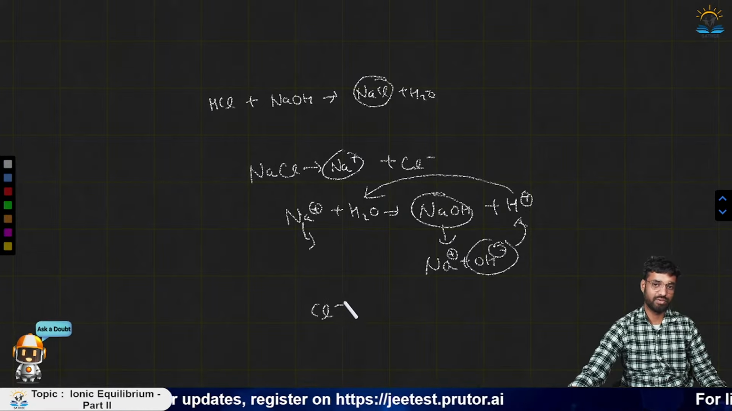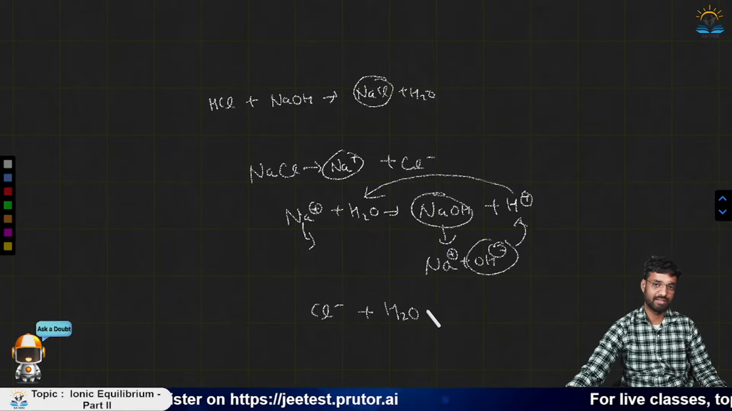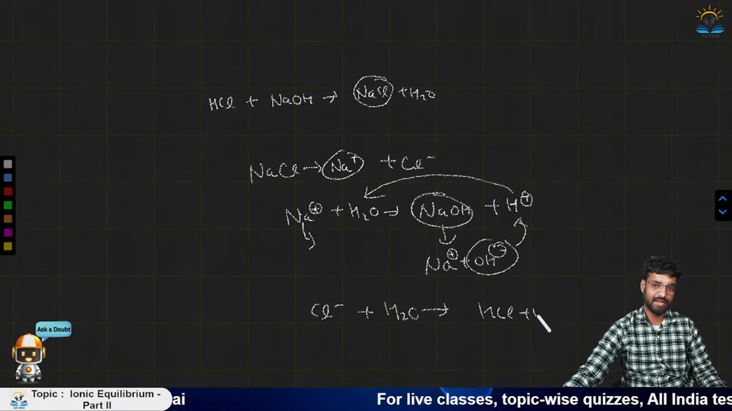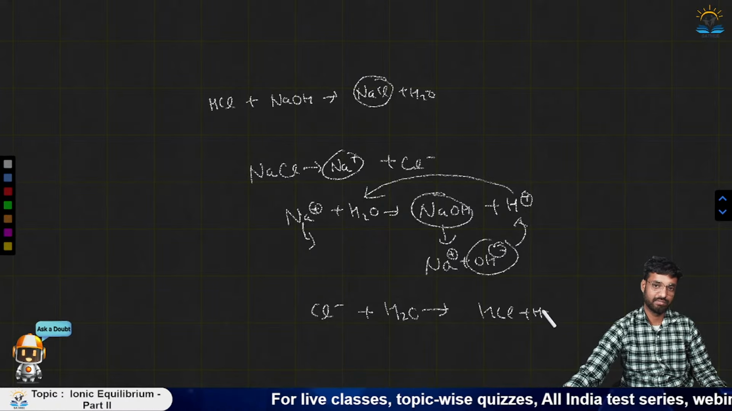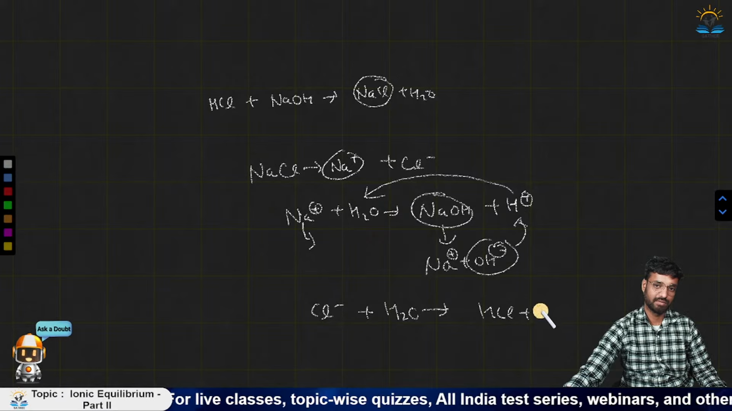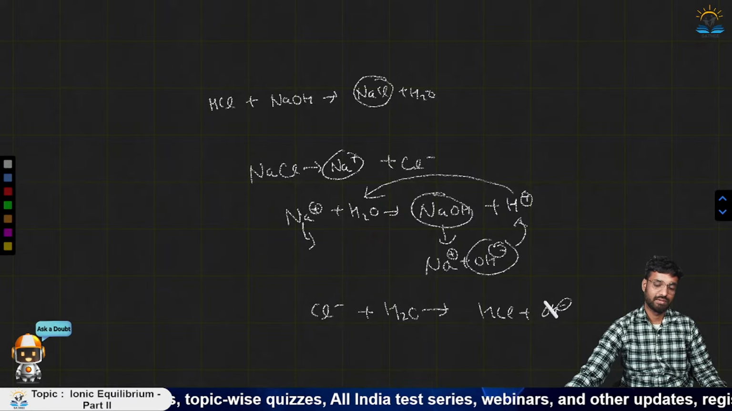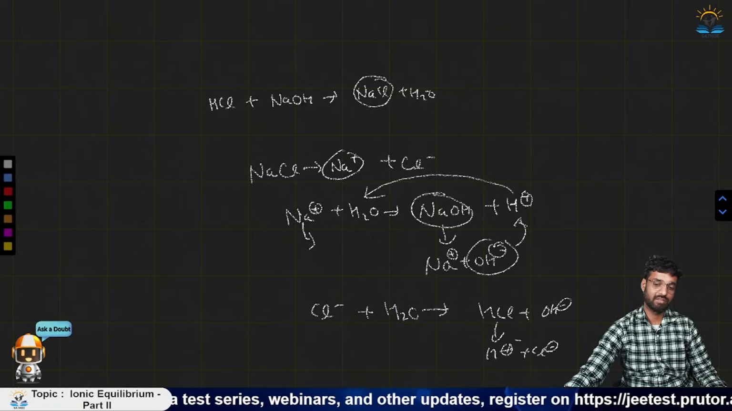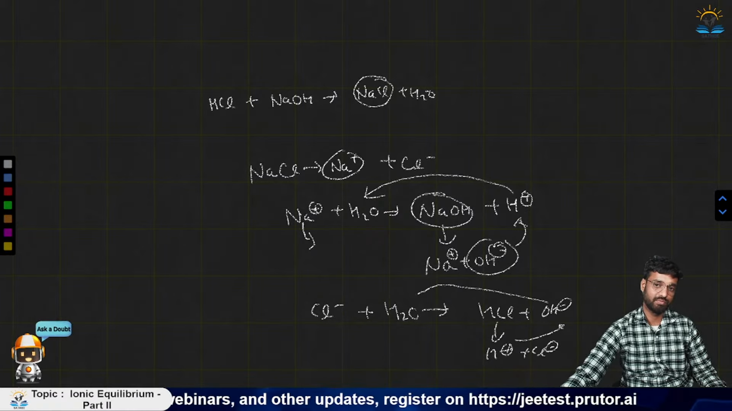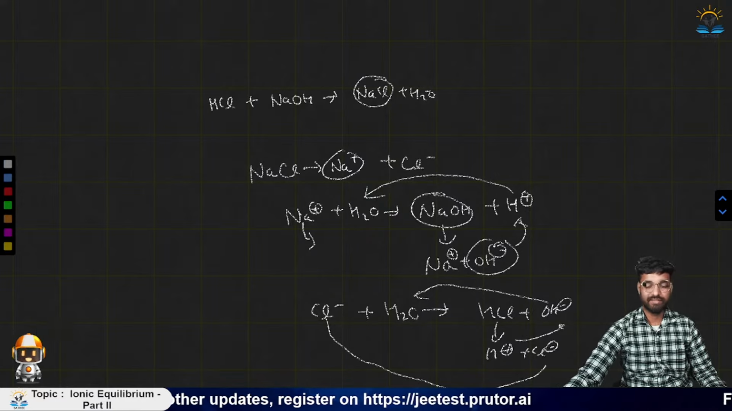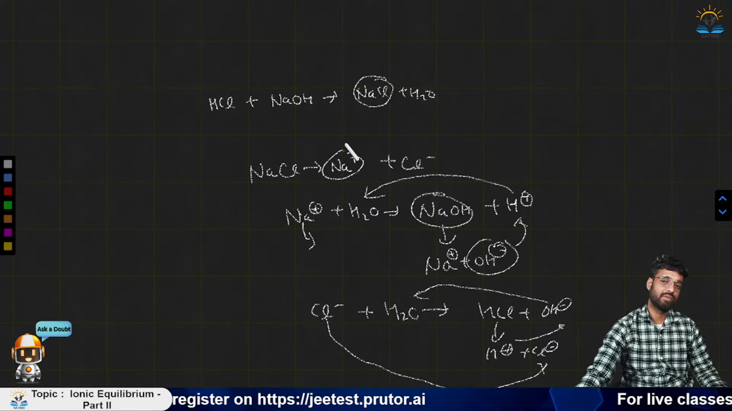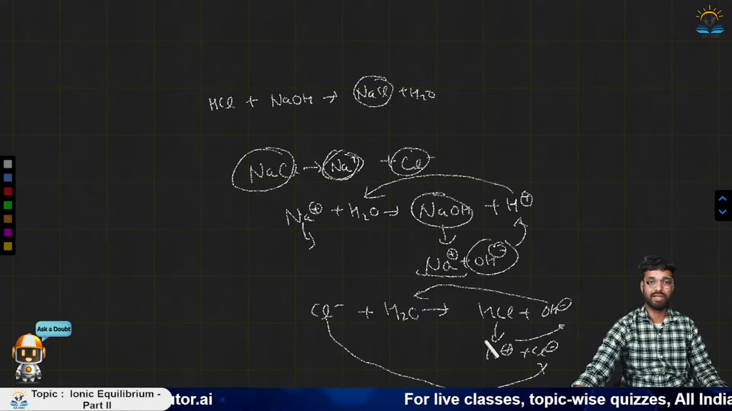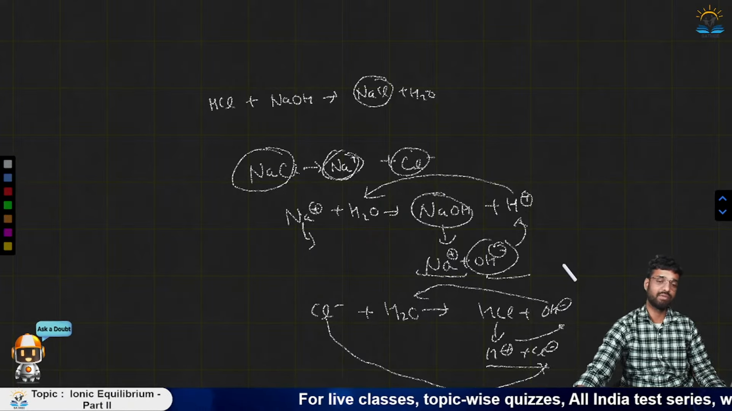Now similarly, if we do this for Cl-, it will react with H2O, then we will get HCl and OH-. Now again it will revert back, it will get H+ and Cl-. This H+ will react with OH- and we will get H2O back. So we are getting each and every constituent that we formed using NaCl, that Na+ and Cl- back. So we are getting Na+ back, we are getting Cl- back, we are getting H2O back.